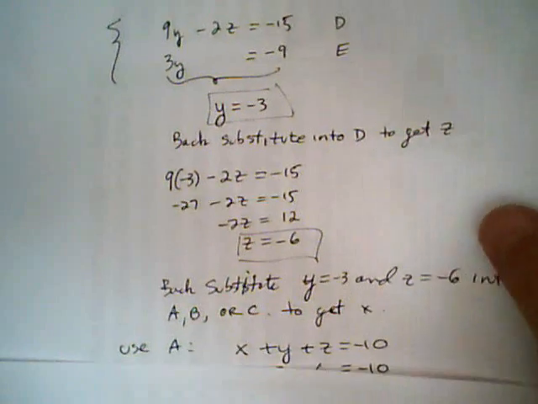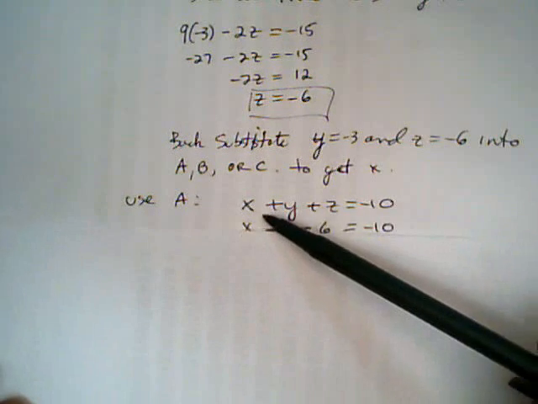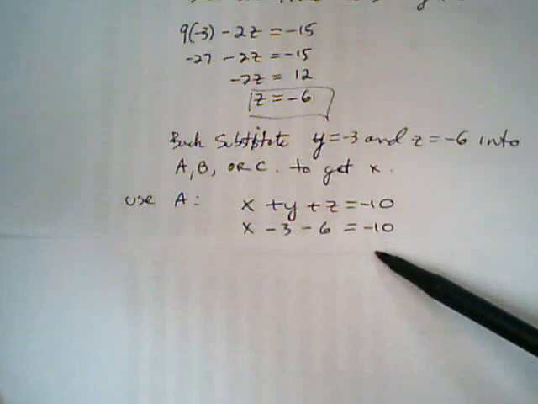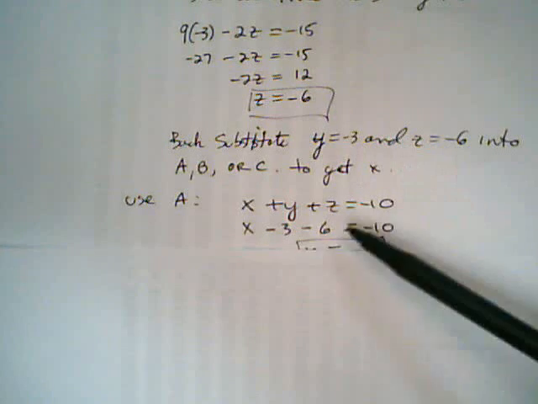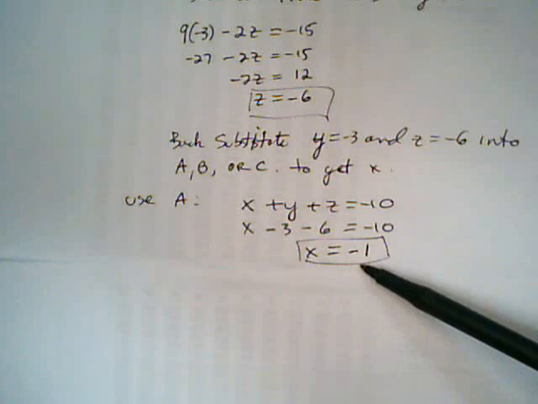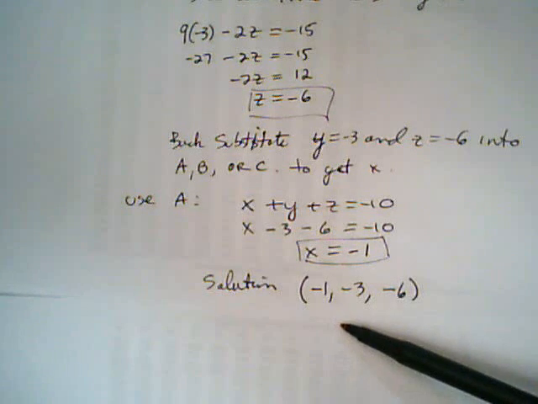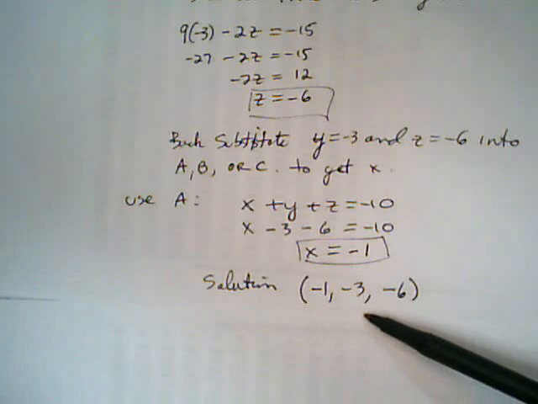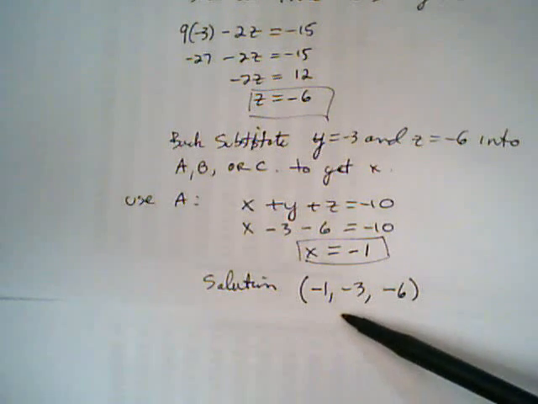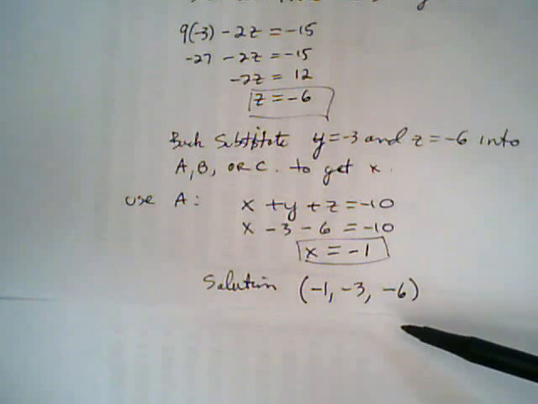So I pick equation a from the original system and put in my y and z values, simplify down, solve for x. X is equal to negative 1. I write my solution in ordered triple form, negative 1, negative 3, negative 6. And of course you should check your solution in the original 3 equations, the original system.